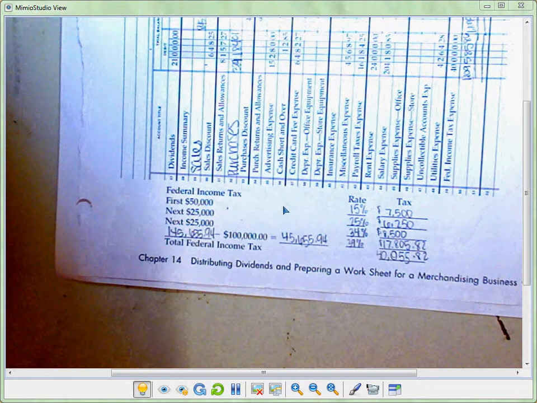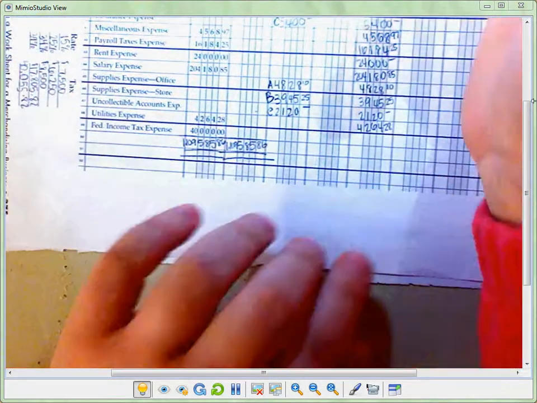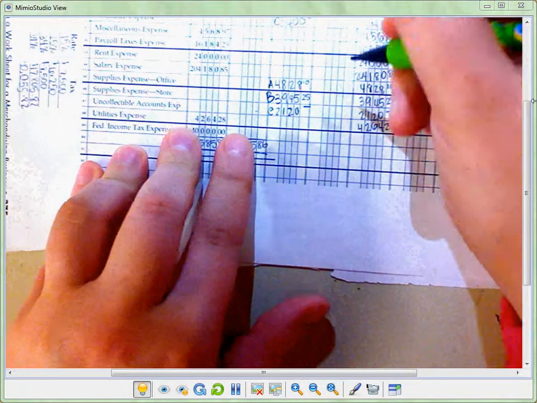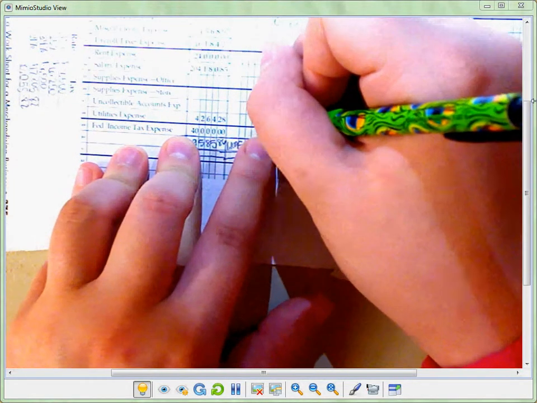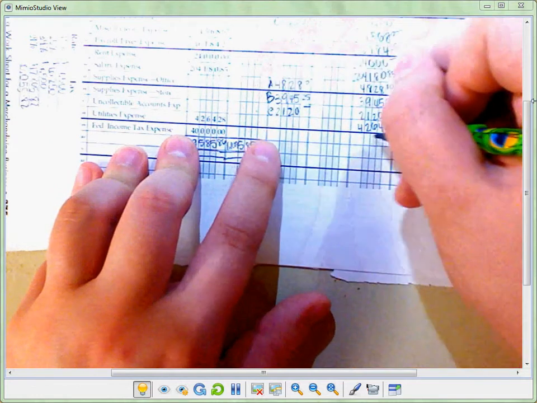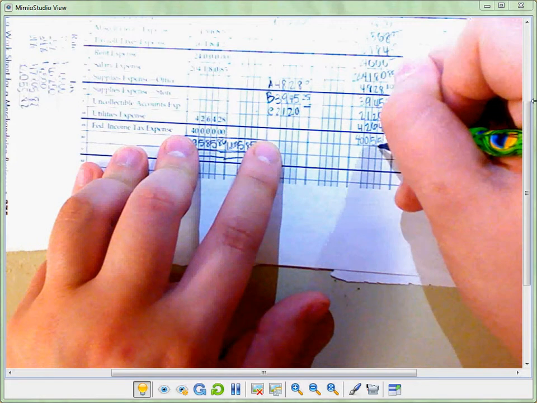$40,055.82. Okay, so where we are now putting that number is on our federal income tax expense. So that's there on line 49. And it's going to go in the debit, on the income statement. Yep, income statement. So it's the $40,055.82.